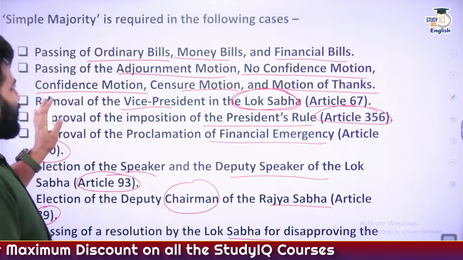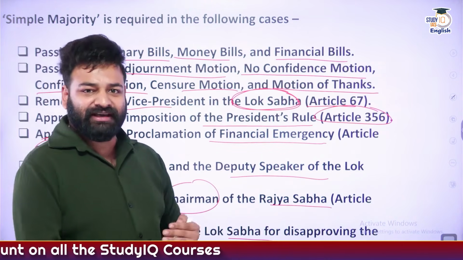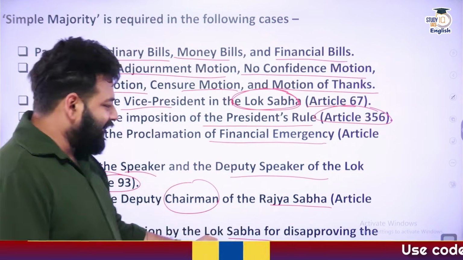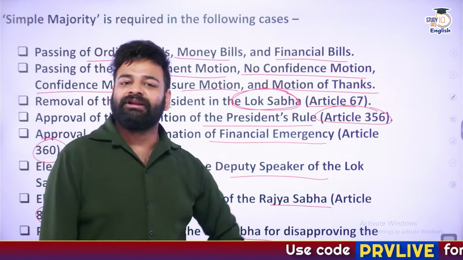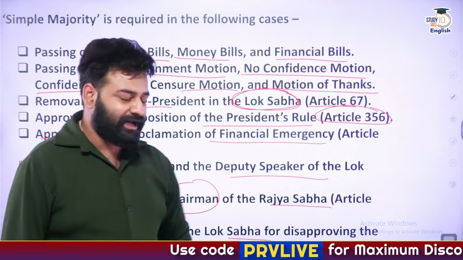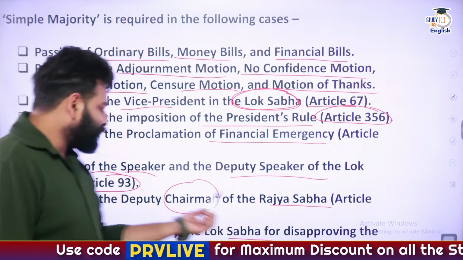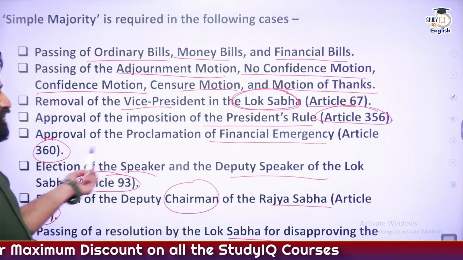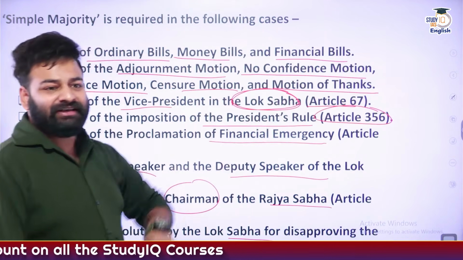Remember guys, Article 100 explains the usage of simple majority, and these are the articles where simple majority is used. What are the articles? Once again, 352, 89, 93, 360, 356 and 67.